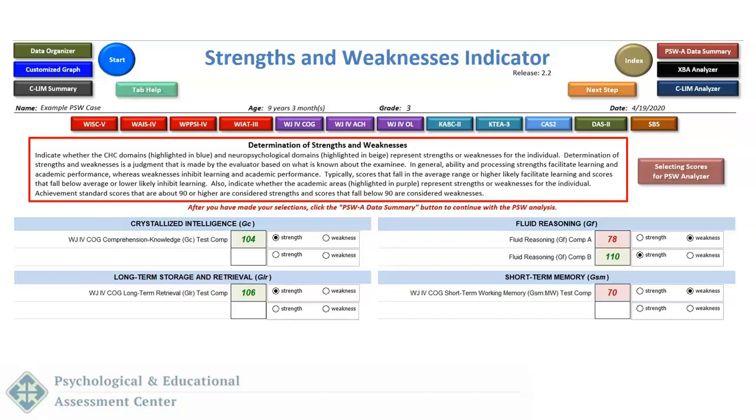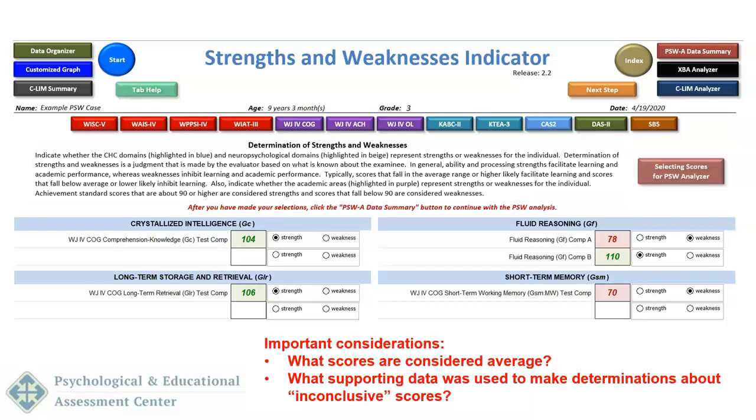Overall, the authors only provide guidance on determining strengths and weaknesses. They state that sole reliance on standard scores and strict cutoff points should be avoided in any diagnostic approach to determining a specific learning disability. So when reviewing or conducting an evaluation using a PSW model, there are several important factors to consider, such as what scores will be considered average. Will the examiner use the test measure's definition of average, or a more general definition like standard scores between 90 and 109? Equally important, given that hard cutoffs are discouraged, is what supporting data was used to make determinations about inconclusive scores.